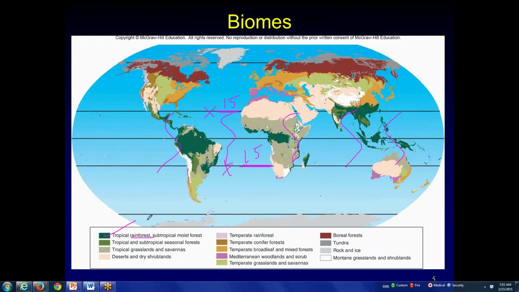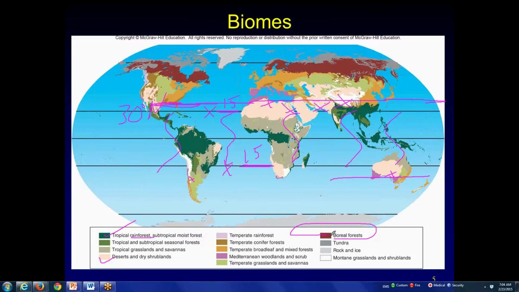Then you notice the deserts of the world. Deserts are primarily located along 30 degrees north, which is actually right about here. This is about 30 degrees north, and 30 degrees north kind of goes right along here, and you can see desert, desert, desert, desert, and then even at 30 degrees south, you find quite a bit of desert here, and even down here in South America. So you can see these latitudinal bands.